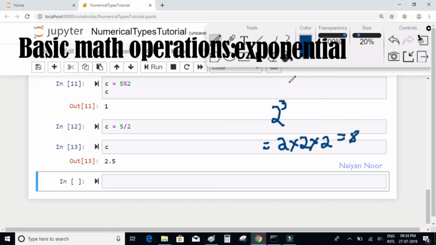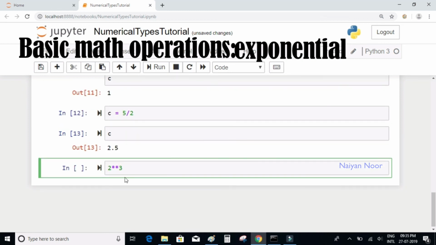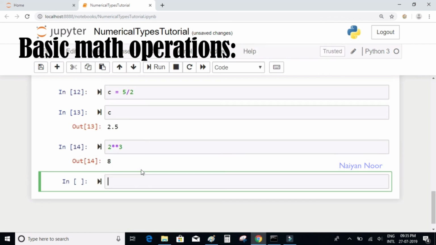So if you want to do this kind of operation, you have to write 2 stars. So if you write 2 followed by 2 stars and the power that you want to raise it to, if you want to find 2 to the power of 3, you should give 2 stars after 2. Okay, so if I execute this, you'll get 8.